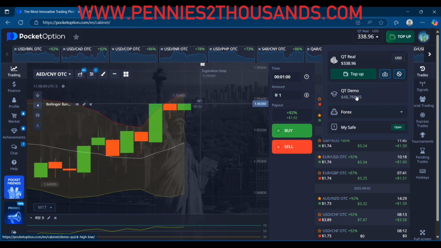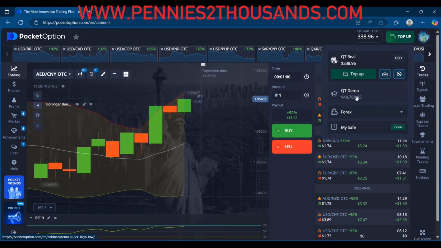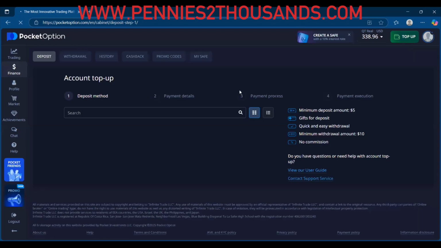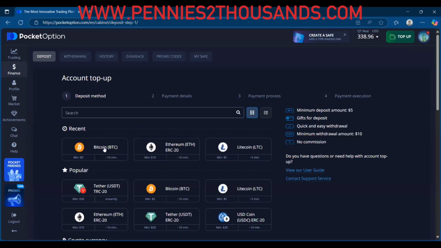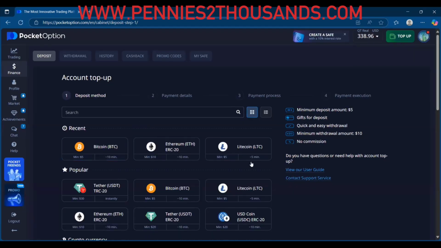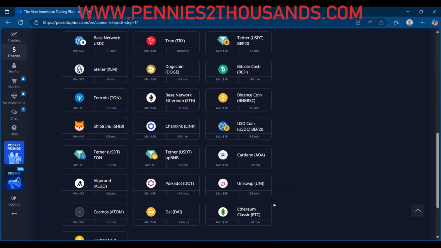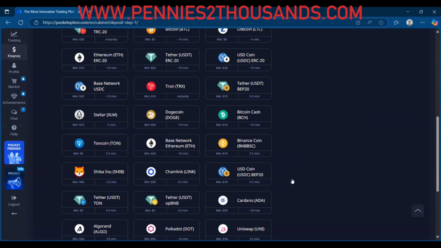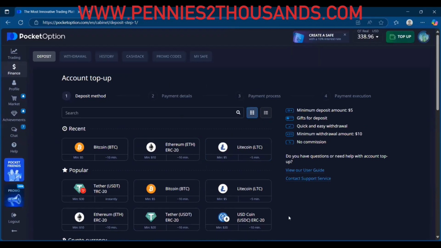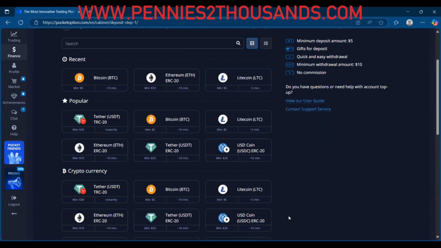All right. Now, the minimum to open your account here, I'll just go to top up, is $5. Okay. $5 is all you need. So it'll show you the different ways that you can deposit money. You can do Bitcoin, different crypto options they have here. I think they have some other ones. I don't really see it here, but I think some people have deposited money using their debit card or credit card.